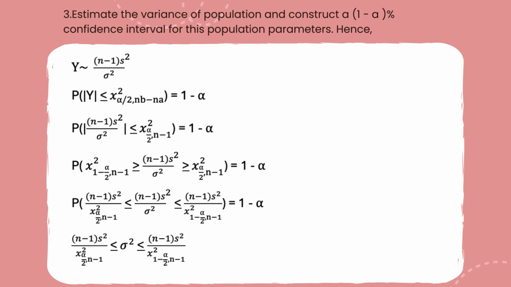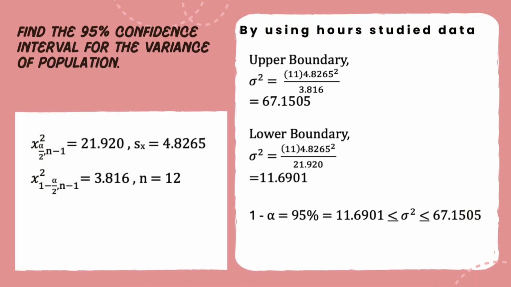So as we move on to question number 3, it wants us to estimate the variance of a population and construct a 1 minus alpha percent confidence interval for this population parameter. Since we are trying to find variance, we will use the chi-squared distribution with a degree of freedom of n minus 1. After simplifying the equation, the interval will look like what is shown there. After that, we need to find the value of the variance for the sample, and also from our statistical table, we need to find the chi-squared values at alpha over 2 and 1 minus alpha over 2.